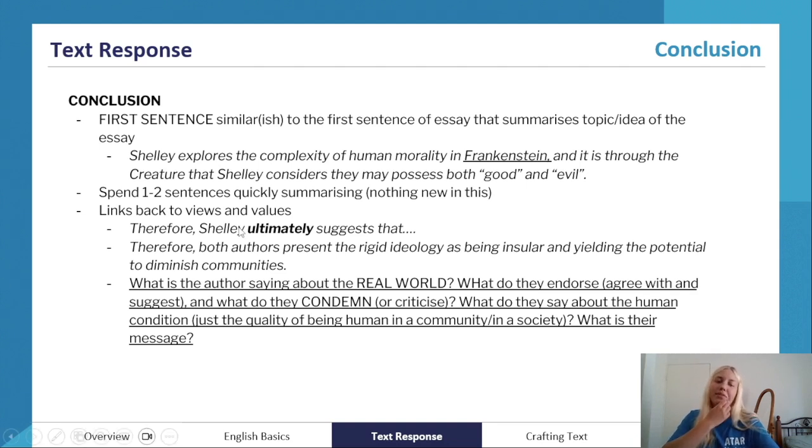So it might look something like, therefore, Shelley ultimately suggests that... Or, therefore, both authors present the rigid ideology as being insular, yielding the potential to diminish communities. I've put some questions down on the slide here that can help you come up with views and values statements by answering them for your text.